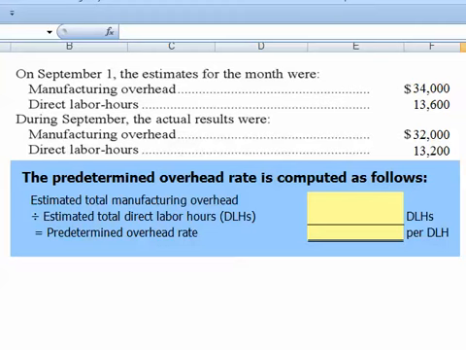Let's consider another example. Given the following information about manufacturing overhead, direct labor hours, and actual manufacturing overhead and direct labor hours, let's calculate our predetermined overhead rate. Recall, our predetermined overhead rate is our estimated manufacturing overhead for the period, which in this case is our $34,000, divided by our estimated direct labor hours of 13,600. So we'll have a predetermined overhead rate of $2.50 per direct labor hour.